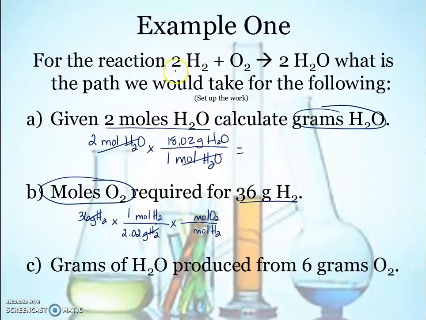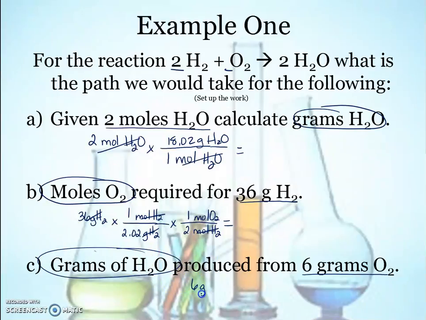Then we go to the balanced chemical equation, and we pull in our coefficients. So we would have a 1 and a 2, moles of hydrogen cancel, and we're left with moles of oxygen. Okay, that's how you'd set it up. All right, what about grams of H2O produced from 6 grams of oxygen?